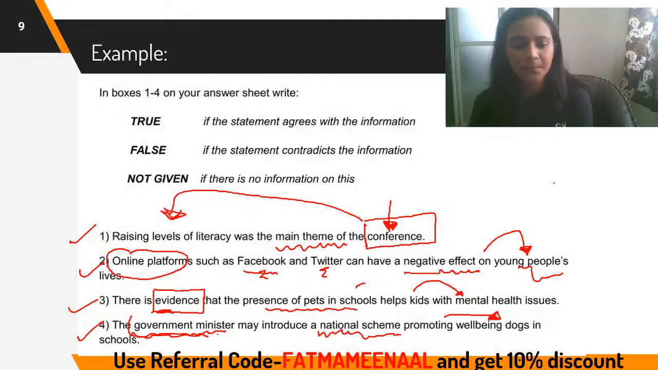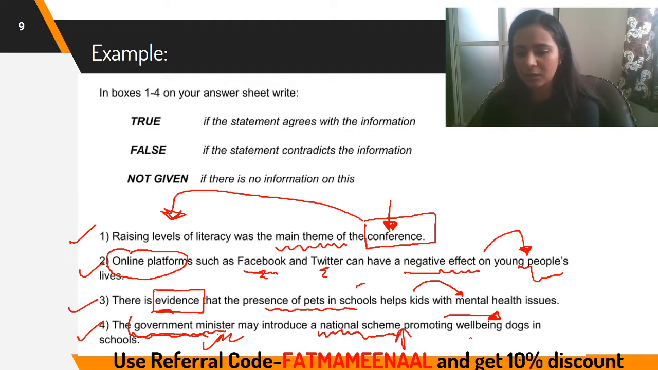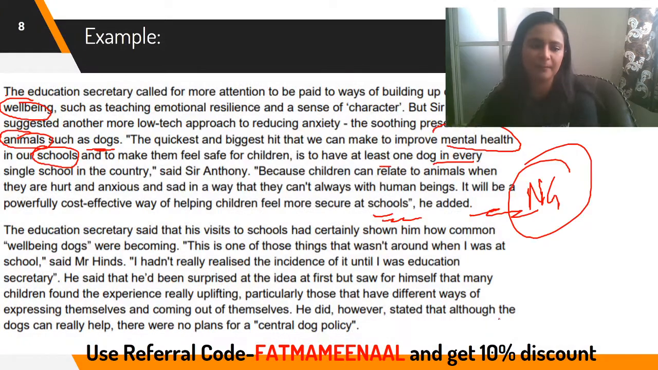What was the next one? That you have to find what the government is saying in terms of introducing some sort of scheme, and if it's actually in terms of promoting well-being in dogs or not. Okay, let's see.